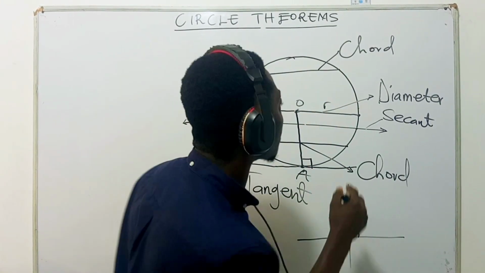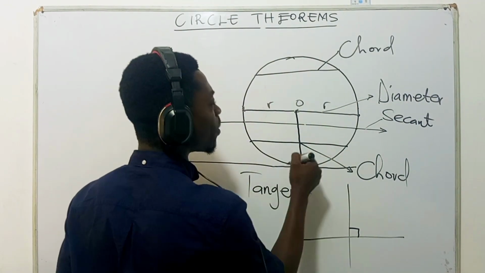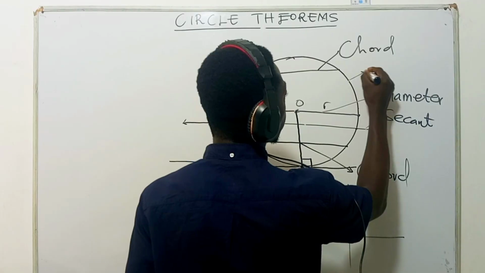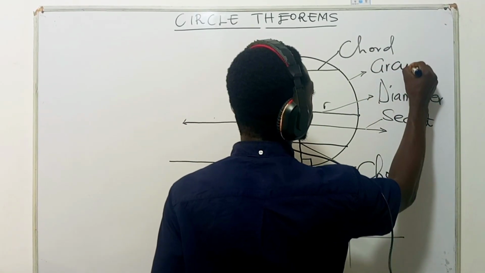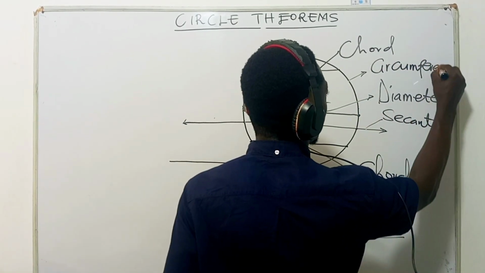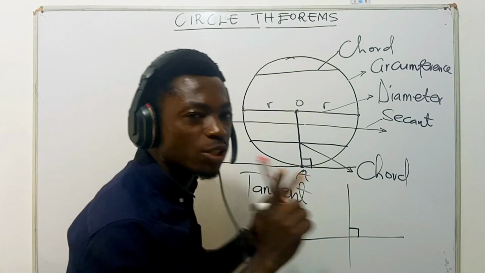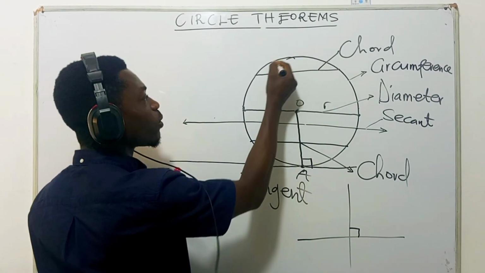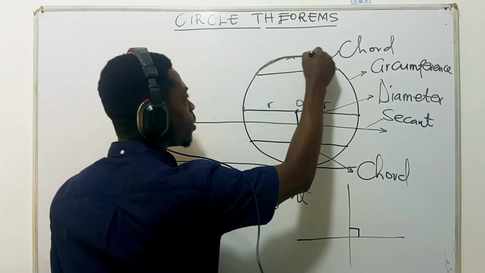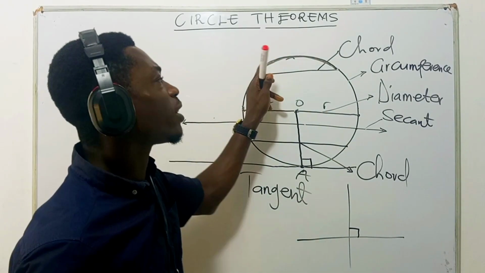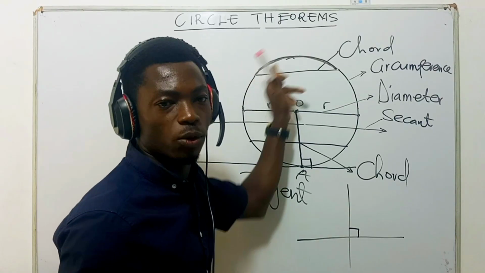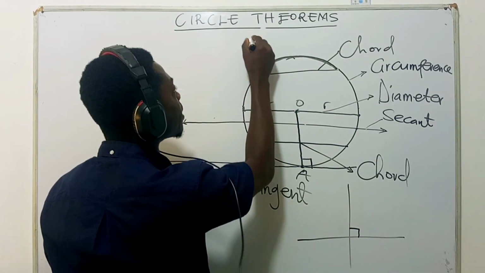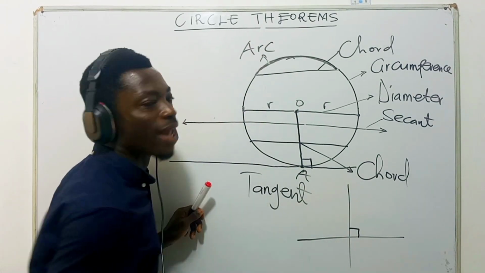And the last thing, not the last thing actually, though: the distance around the circle is what is known as the circumference. Yeah, the circumference. And the last thing to talk about here is, let's look at this chord and then let's look at this circumference right here. Let me deepen it so that you see it carefully. Now, what is the name given to this curve, the shaded region? All right, this is what is known as an arc. So this is the arc of the circle.